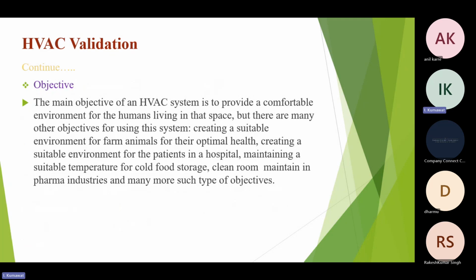Now the main objective of the HVAC system is to provide a comfortable environment for humans living in the space, but there are many other uses for the system. Creating a suitable environment for animals for their optimal health, creating a suitable environment for patients in the hospital, maintaining a suitable temperature for cold food storage, and the clean room maintained in the pharma industry, and many more. In the pharma industry, the main objective is to provide the clean room.